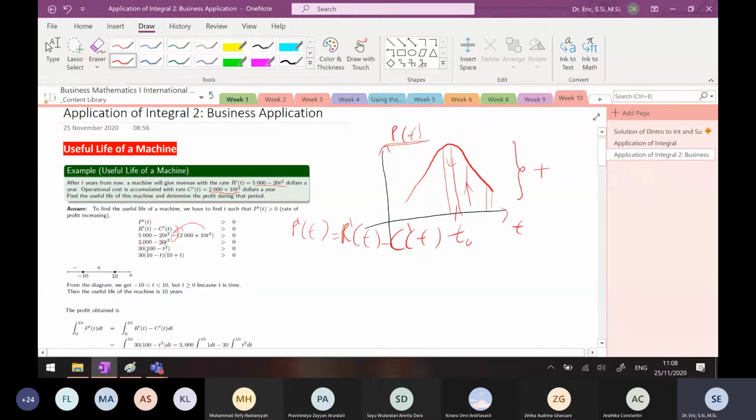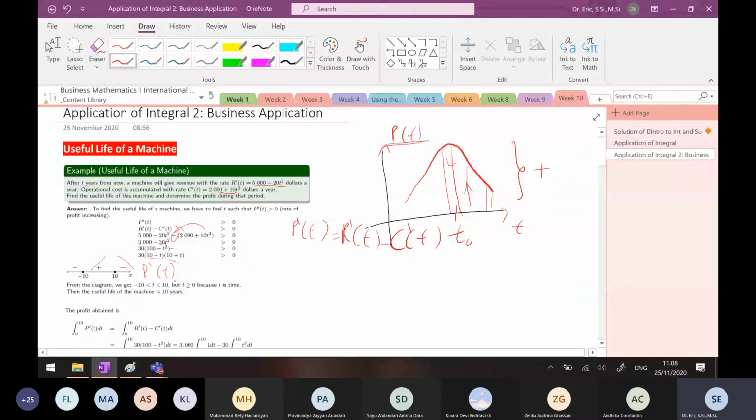And you can factorize this: 10 minus t, 10 plus t. You want to have a positive value, so you draw the sign diagram as always. This is the sign diagram for P prime t: you have minus, plus, and minus here. So this is increasing, decreasing. It is increasing until 10 years from now. Until 10 years from now, it is an increasing function.